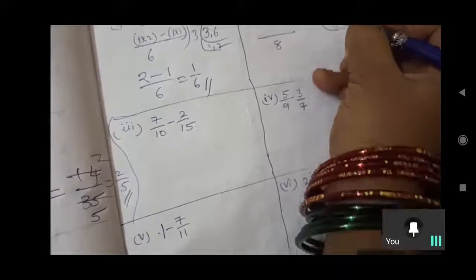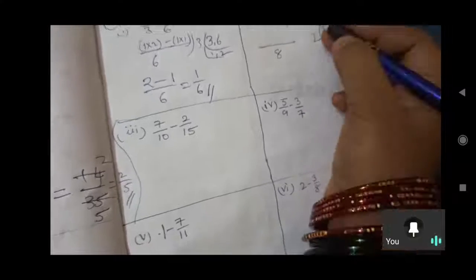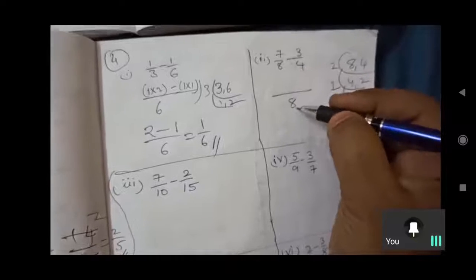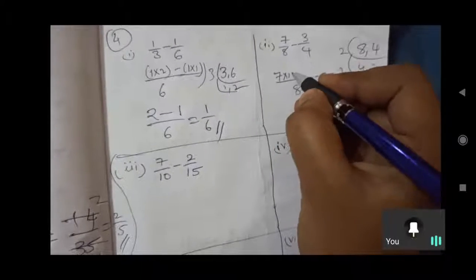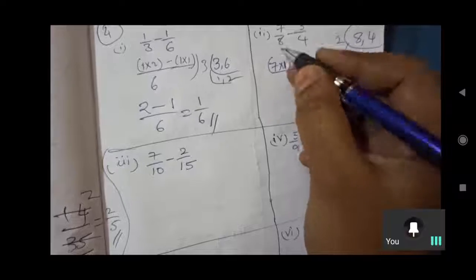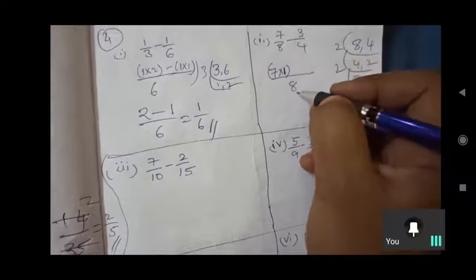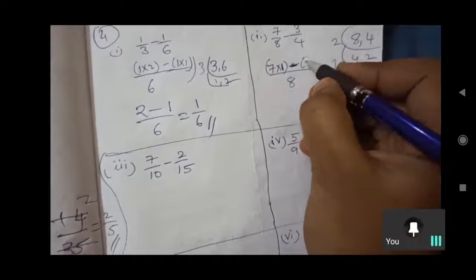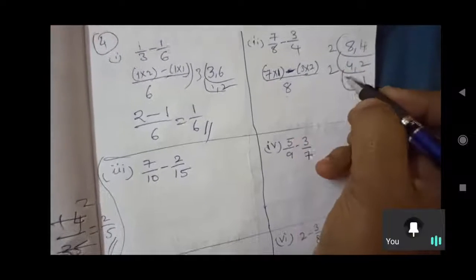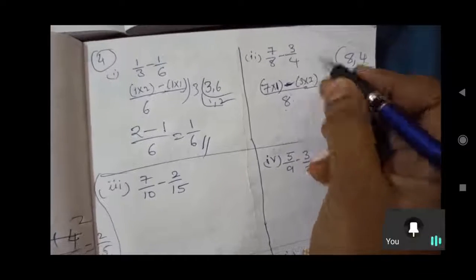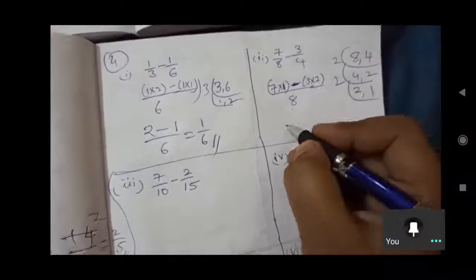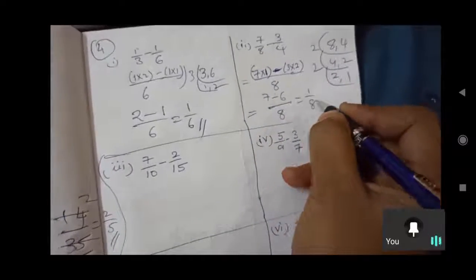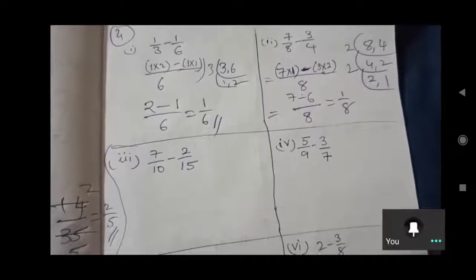So 2 fours are 8, 4 twos are 8. 8 is the LCM. So 8 with one time only we should multiply to get 8. So 7 into 1. Why should we take 1 here? One time only we need to multiply with 8 to get this LCM 8. And 4, 2 times we need to multiply. So in the numerator part 2 times we need to multiply. Like this, 4 to 8 means the numerator also 2. So 7 minus 6 is equal to 1 by 8 we'll get. 7 minus 6, 1 by 8.